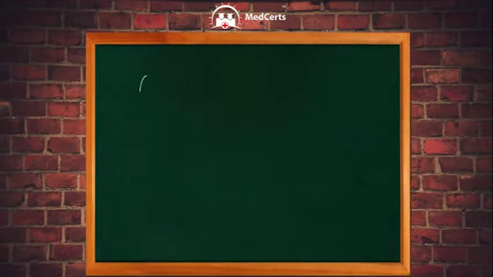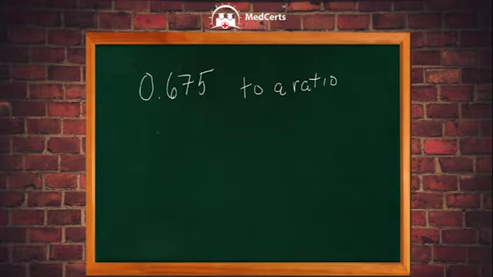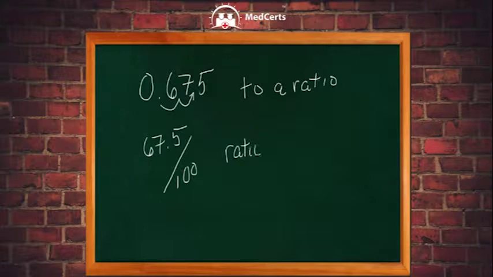If we look at the next example, we're taking 0.675. Our rule of thumb is we take our number and we multiply it times 100. So since there are 2 decimal places, or 2 zeros, we're going to move over 2 places, and that will become 67.5 over 100. And that would give us our answer.